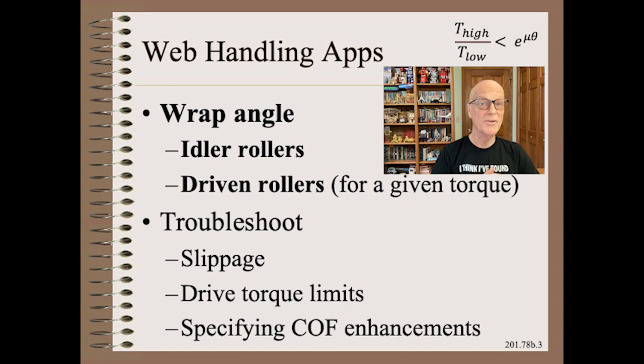So, what are those uses? By far, the most common is to size the minimum required wrap angle for idler rollers and driven rollers alike. Web handlers treat these the same because both bearing drag and motor torque are just numbers with signs. The equation can handle either or both with equal ease. Web handlers also use the traction equation to troubleshoot certain product process design issues such as slippage, drive control, and the possible need for traction enhancements.